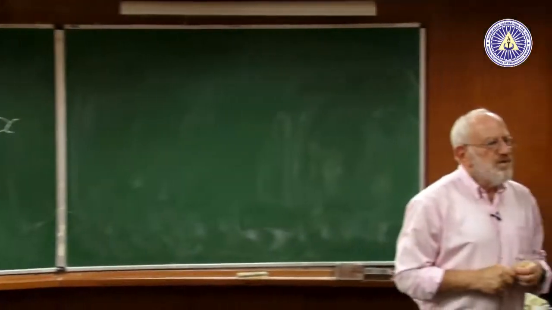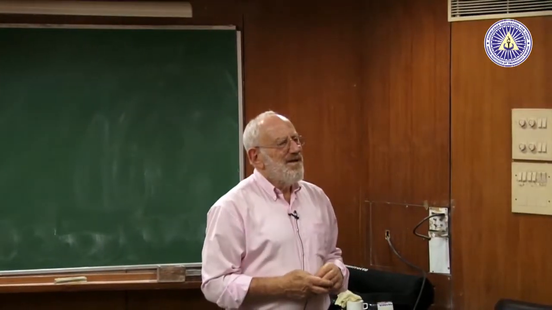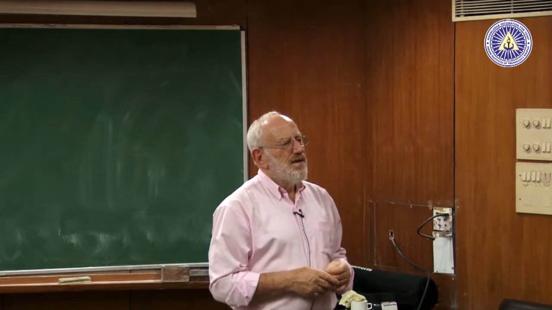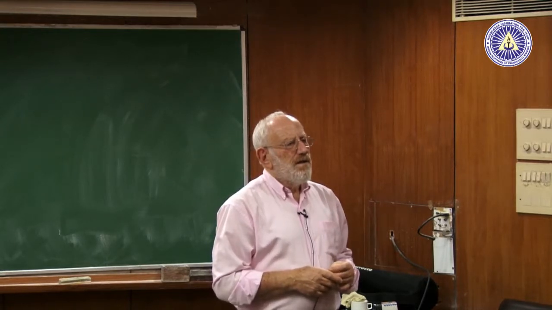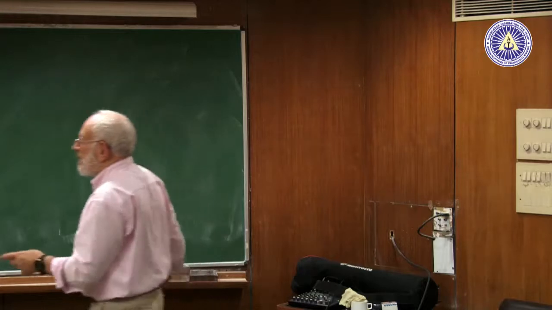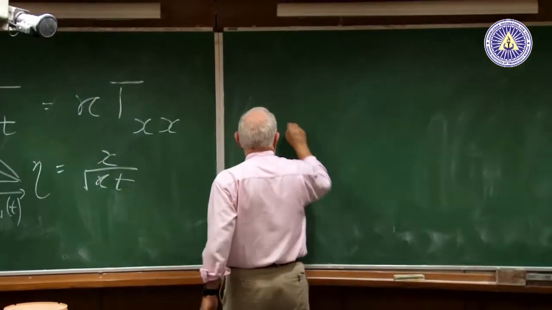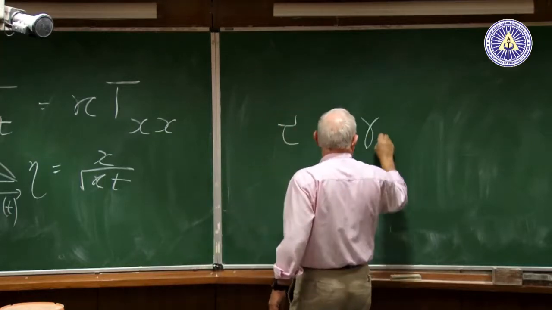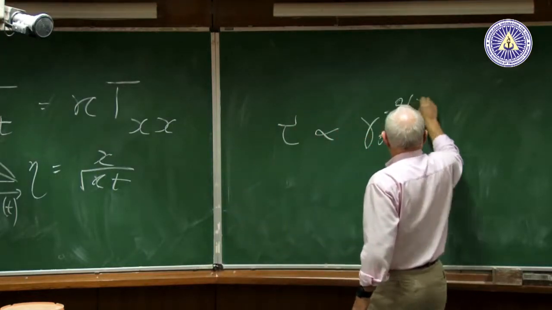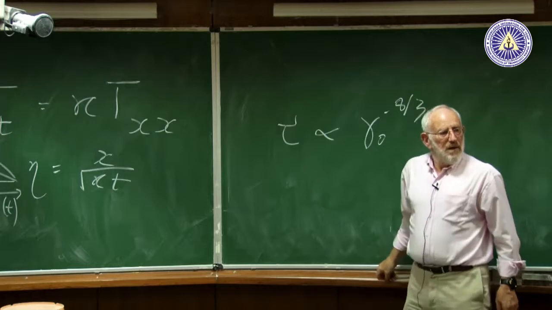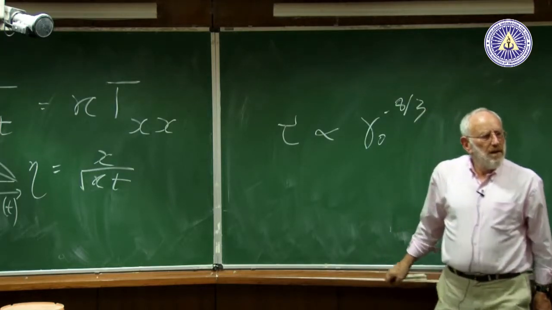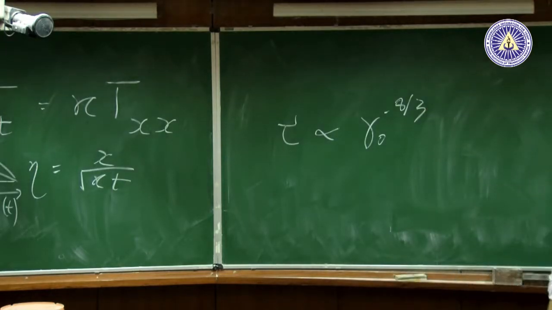I have a question. Then come out with it. Okay, so it was regarding the relation between tau and gamma. Tau goes like gamma naught to the minus 8 thirds. Yes, but does that graph really show the plot between gamma and tau? I think it was more of a linear solution.